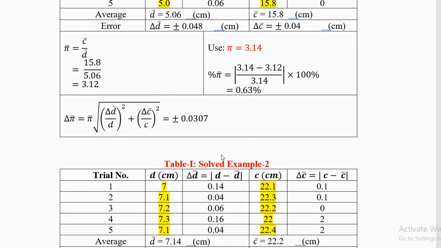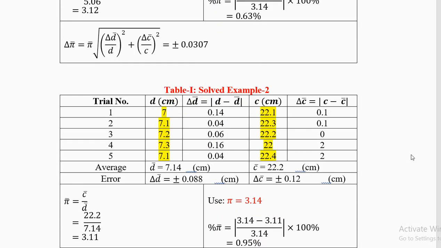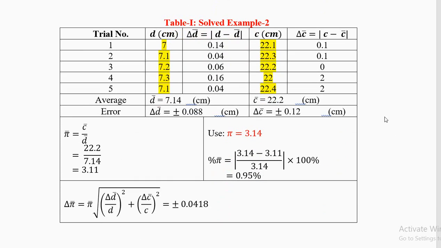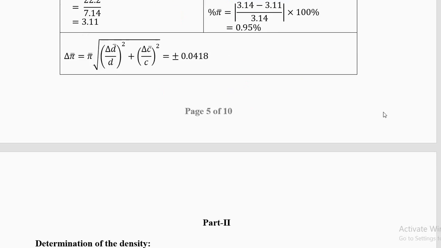There are two solved examples for the calculation of pi. Use one example or both as you like, but understand this calculation. Some students want two examples, so I have kept two examples. Some students manage with one example, so it's up to you.